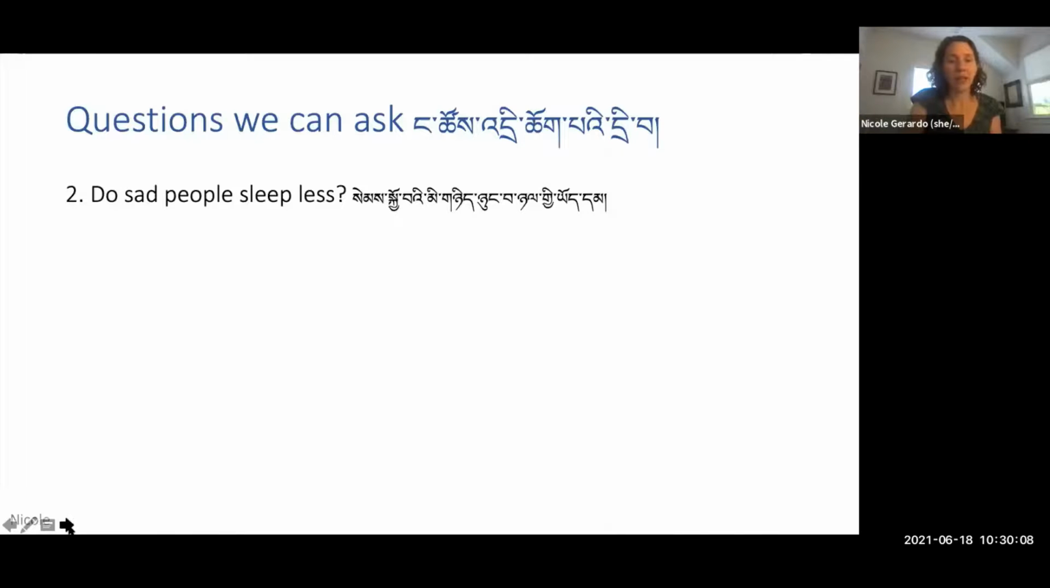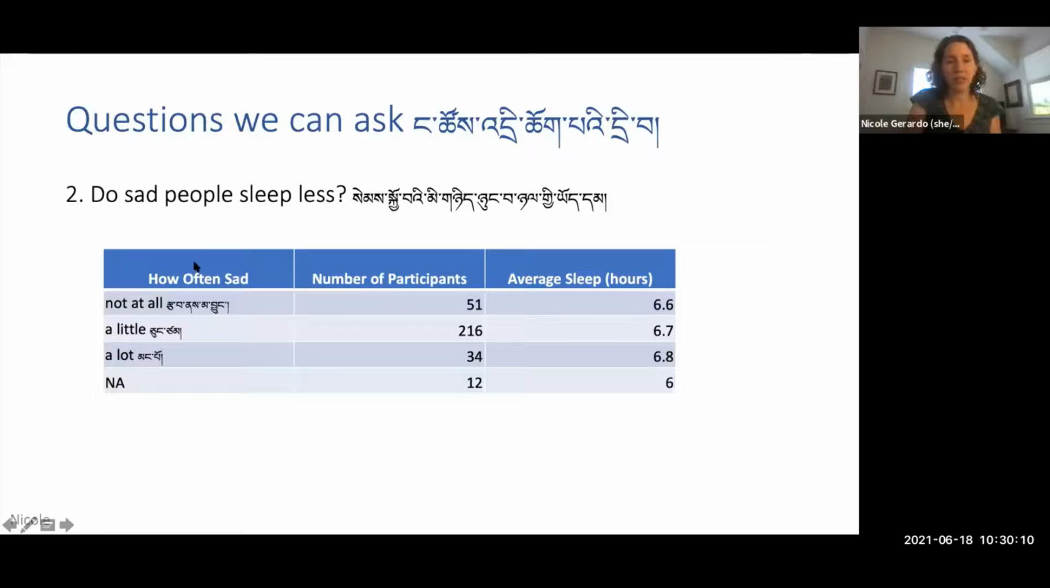So to answer this question, or to begin to answer this question, we looked at how often people said they were sad. We have not at all, a little, and a lot. And then these people, 12 people, did not answer the question. And this is the average number of hours the people in those groups got of sleep each night.